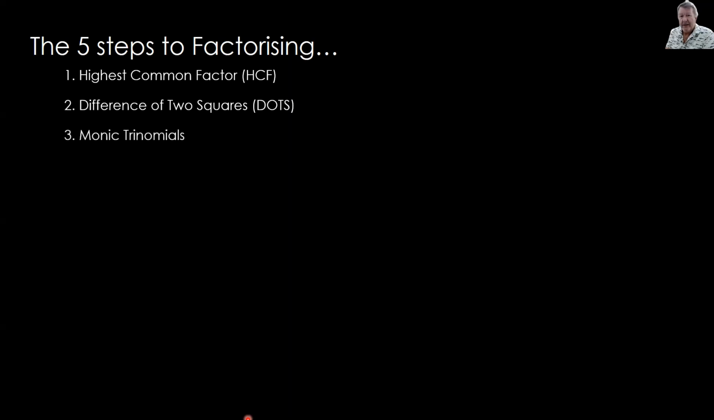That means there's no number out the front of the x squared term. The next step we look for is non-monic trinomial. That's where there is a number out the front of the x squared term. And the fifth step is, of course, completing the square if it doesn't come out nicely. There is a sixth version, which is using the quadratic formula, but this video is not about factorizing.